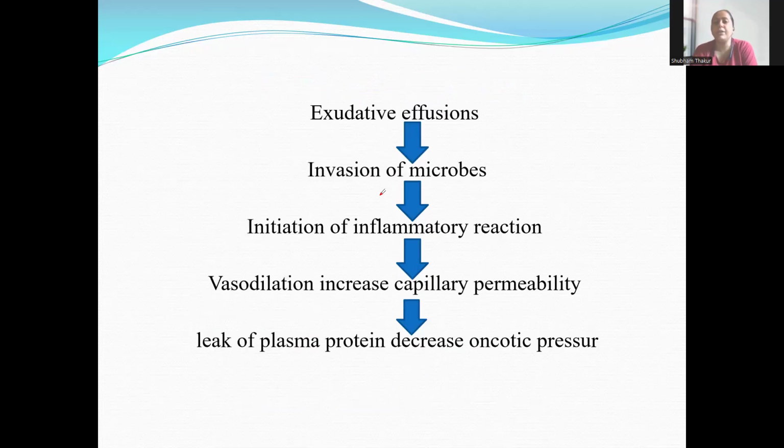Then exudative: invasion of microbes. Microbes are present. If microbes are present, the inflammatory process is started. So vasodilation increases, capillary permeability is there. Leakage of plasma protein decreases the oncotic pressure. Vasodilation should be increased. If the capillary is dilated, it will cause capillary permeability. If leakage of the plasma protein starts, the oncotic pressure decreases simultaneously.